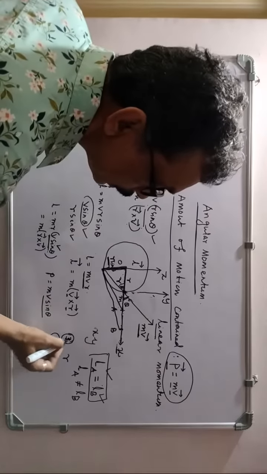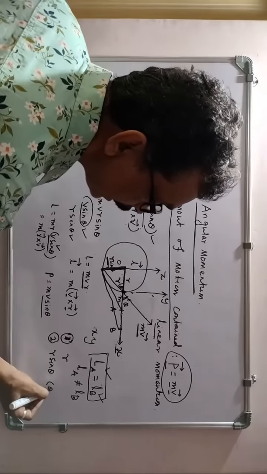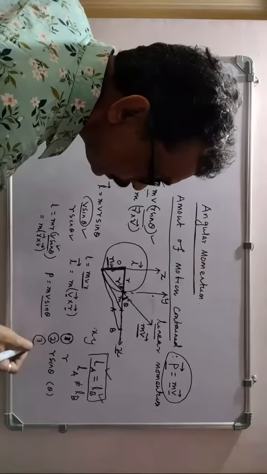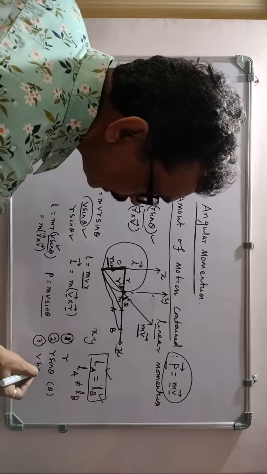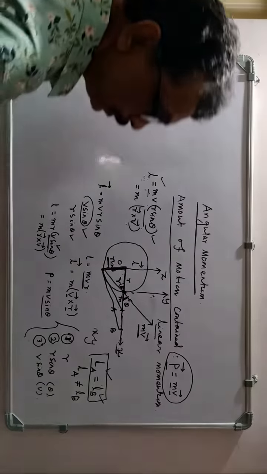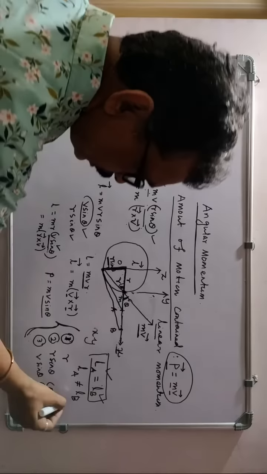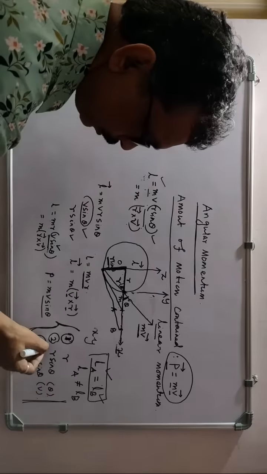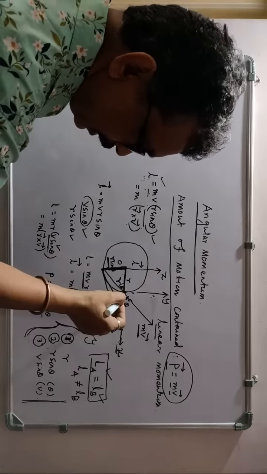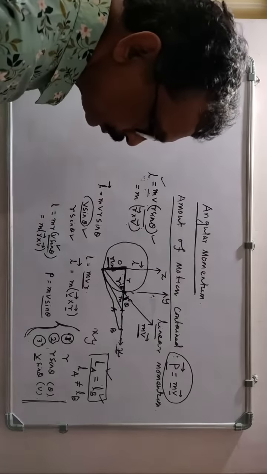Number 2, it depends upon r sine theta, or it depends upon theta, this angle. Number 3, it depends upon v sine theta, or the velocity component. So you have to remember these 3 things. Problems from angular momentum will be easy if you know how the angular momentum changes with r, how it changes with theta, and how it changes with v. Then you can answer all the multiple choice questions.